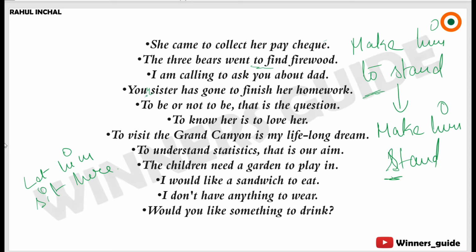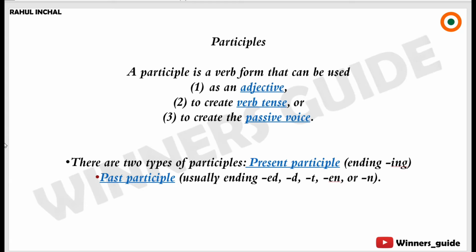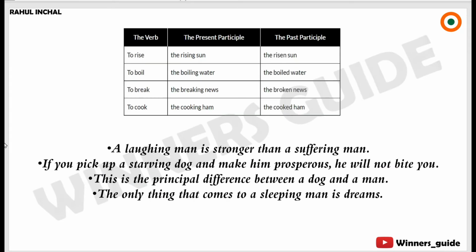Moving on, we're going to learn participles. Now, a participle is a verb form that can be used as an adjective, to create verb tense or to create the passive voice. There are two types of participles: present participle and past participle. Obviously very clear by the very words present and past. Here is an example of present participle and past participle. The verb for example we have here is to rise. The rising sun. Past, the risen sun.